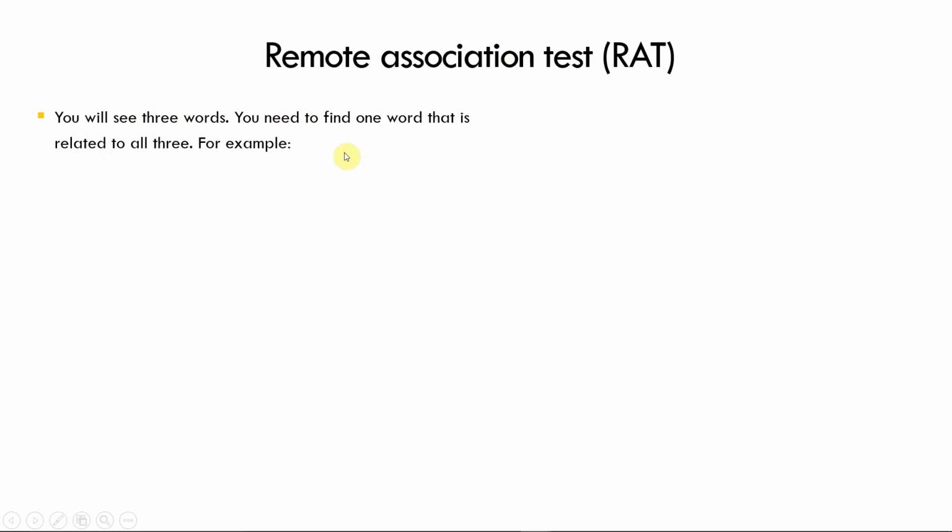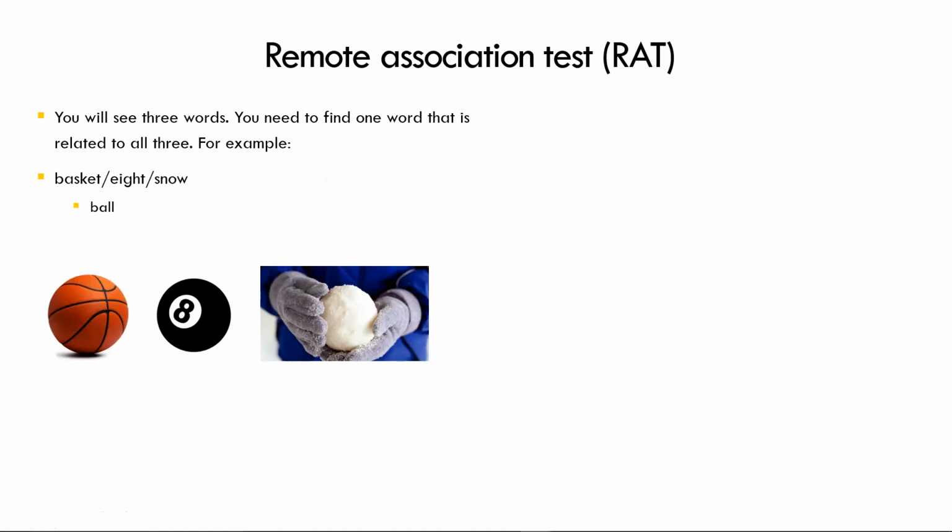So what happens is you see three words, and then you have to come up with the one word that's related to all three. So if I give you the words basket, eight, and snow, there's one word that connects all of these. So take a minute. Do you know what it is? It's ball, right? Basketball, eight ball, snowball.